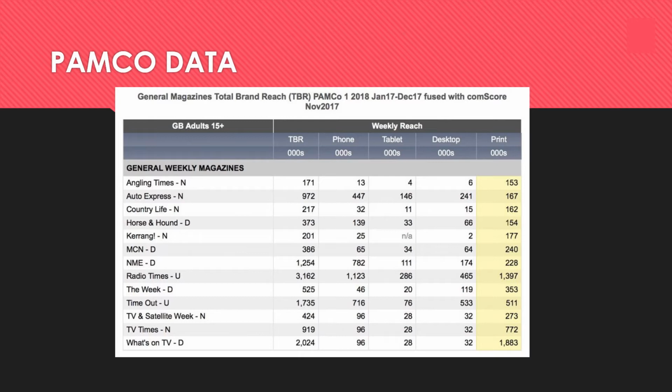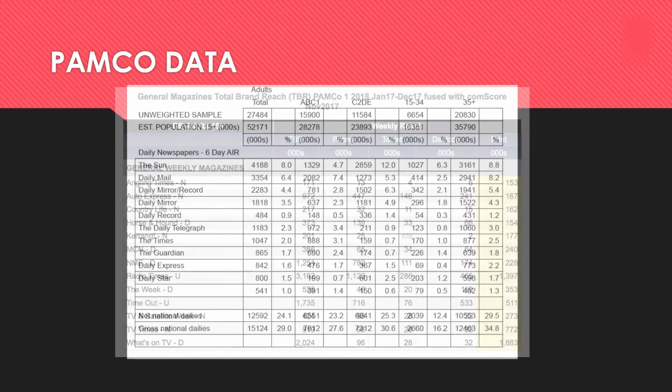So say you were a company and you wanted to advertise one of your products, you could use this data and say, right, I want to put an advert in a magazine. Now, say it was something like a watch, and you were trying to sell a really fancy, expensive watch. You can use the data from PAMCO to decide which magazine would be best for you to put it in. And we'll look at that on the next page.